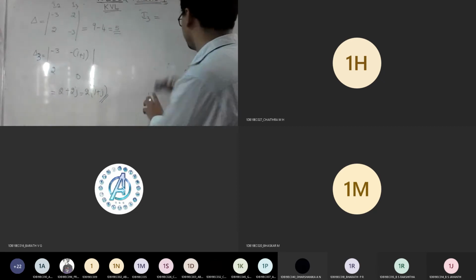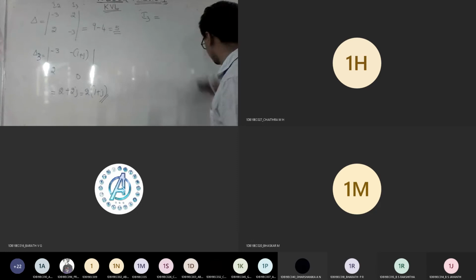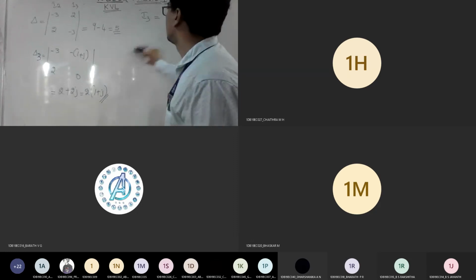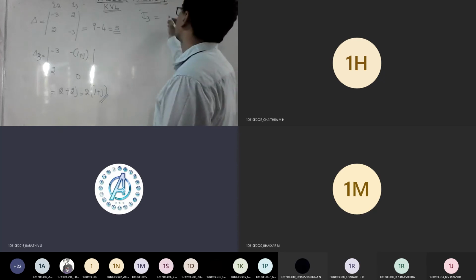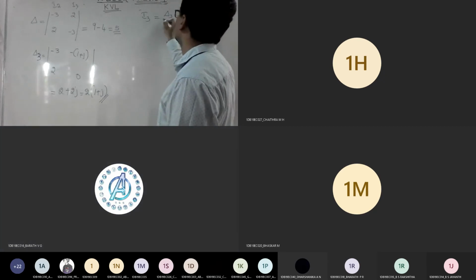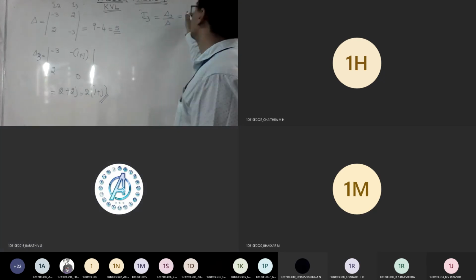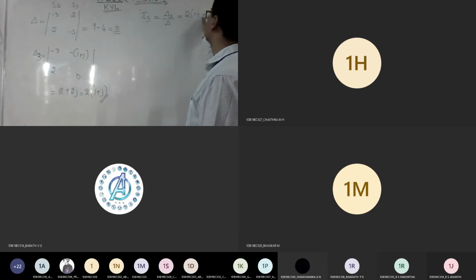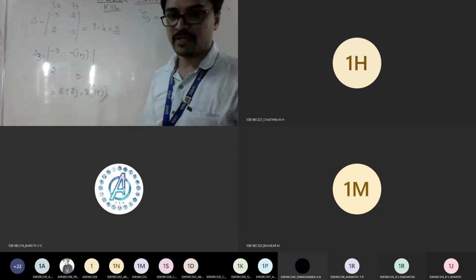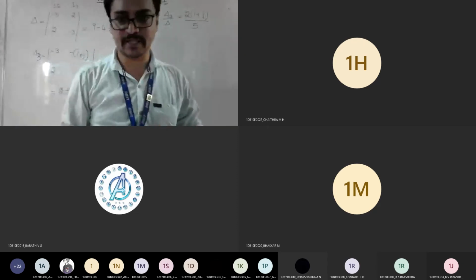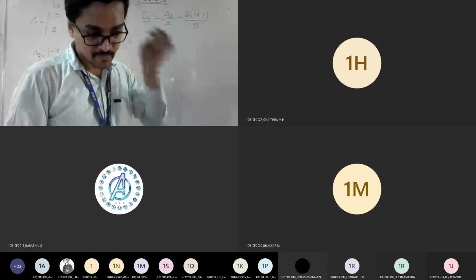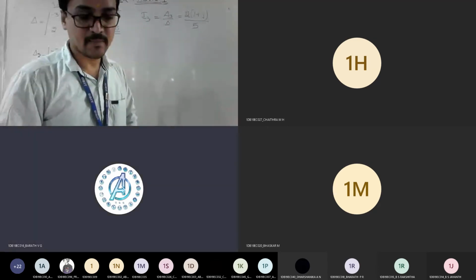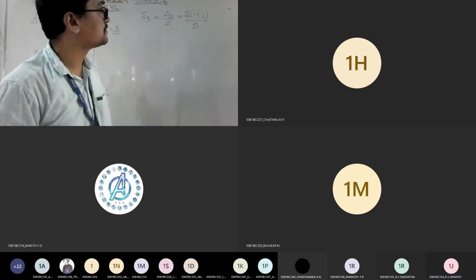What is the formula to find current I3? Delta 3 by delta. Okay, delta 3 I have taken. Fine. Delta 3 by delta. So the value is 2 into (1 plus j) divided by 5. So now tell me how to proceed. Is it in polar form or rectangular form?